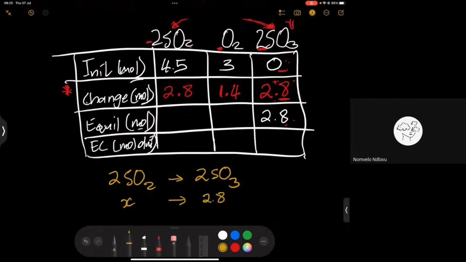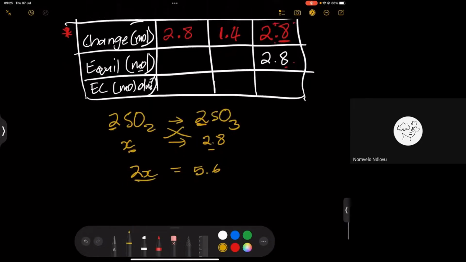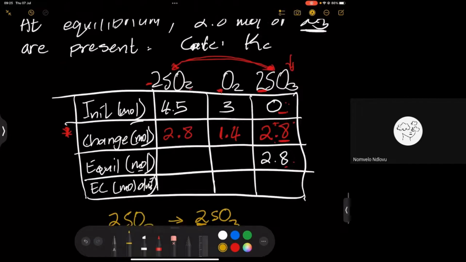And all you do is just cross multiply only the coefficients. So 2 times x will give me 2x, and 2 times 2.8 will give me 5.6. And if I divide that by 2, I end up with 2.8 anyhow. So in this case, that's where the 2.8 comes from, right?